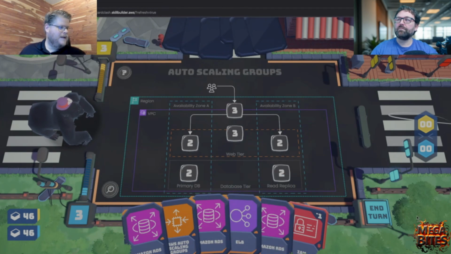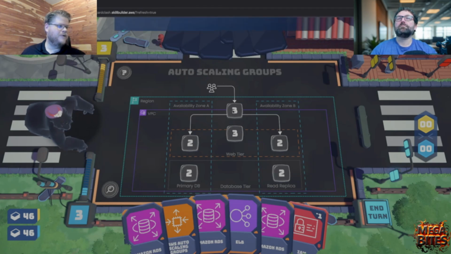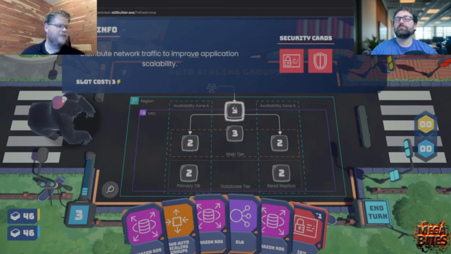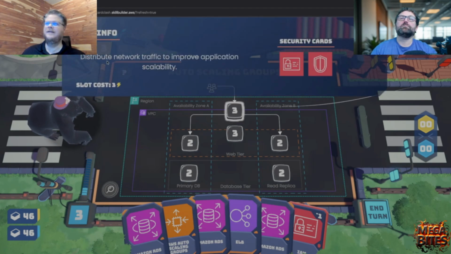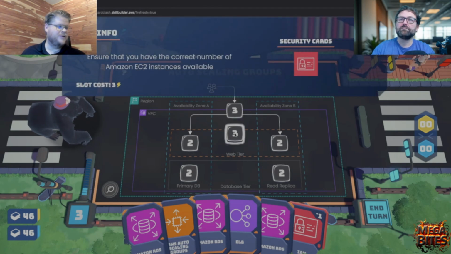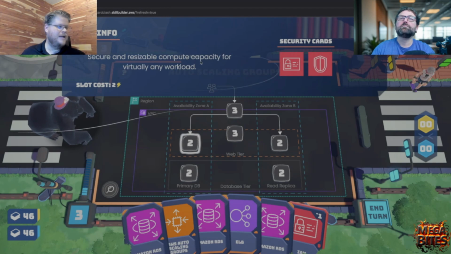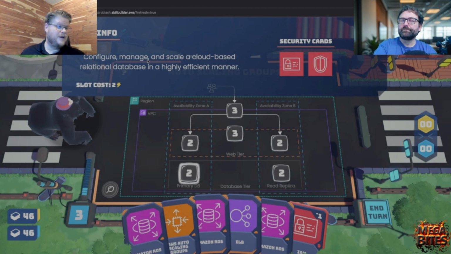So let's take a look at the architecture here. We can see we've got our region, our VPC spanning 2 availability zones, and we have this point of entry. And if we click on that, we're looking to distribute network traffic to improve application scalability. Underneath that, ensure that you have the correct number of EC2 instances available, secure sizable compute capacity for virtually any workload, and configure, manage, and scale a cloud-based relational database in a highly efficient manner.